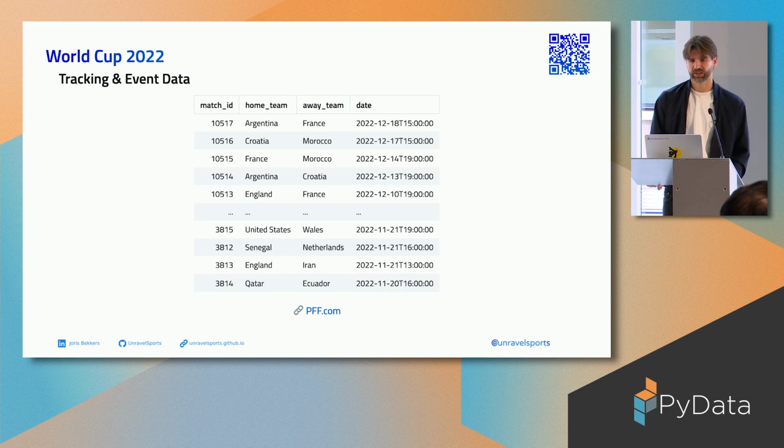Yeah, so the data that we're going to be using is World Cup 2022 tracking and event data. So it's 64 matches, about 7 million frames of tracking data, and about 100,000 events. And I forgot to say that, but the QR code links to this presentation. You can click on the link, the pff.com, and it will take you to the World Cup data set.